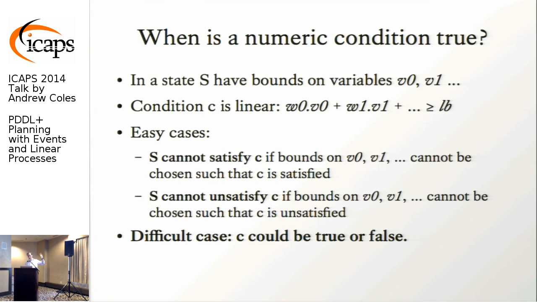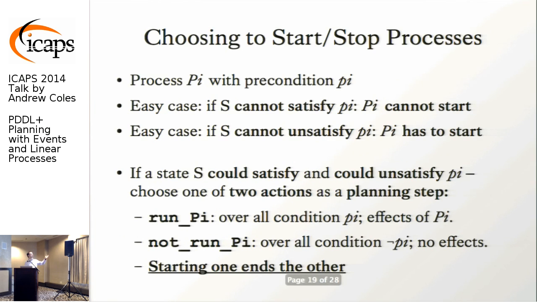So this is where the two key differences to our state progression start to come in compared to a PDDL 2.1 approach. So the two easy cases, we have a process with condition PI. If we can say we can definitely satisfy it or definitely can't unsatisfy it, then it either has to happen or not. But in the tricky case, we're now actually going to introduce a planning step. So if you get to a state where you have a choice, at least it appears like you have a choice based on the numeric bounds, whether or not this process is going to happen, we have a planning step for that. And effectively, you can imagine it as two durative actions.